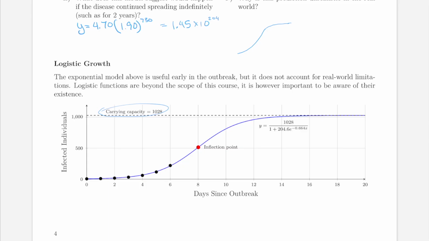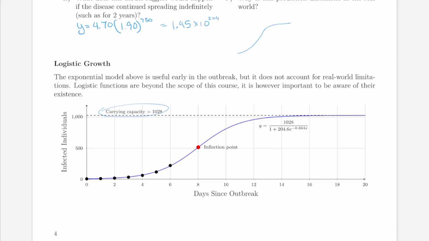We're not going to get into this in this class, but just understand that a lot of exponential functions don't actually keep growing exponentially forever, because you run out of people, or you run out of space, you run out of things, whatever it is, you tend to run out, and then the growth slows.